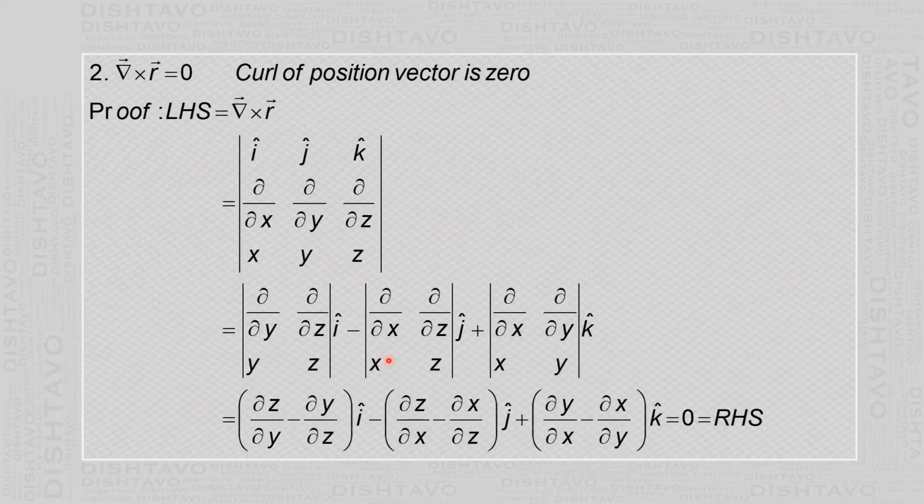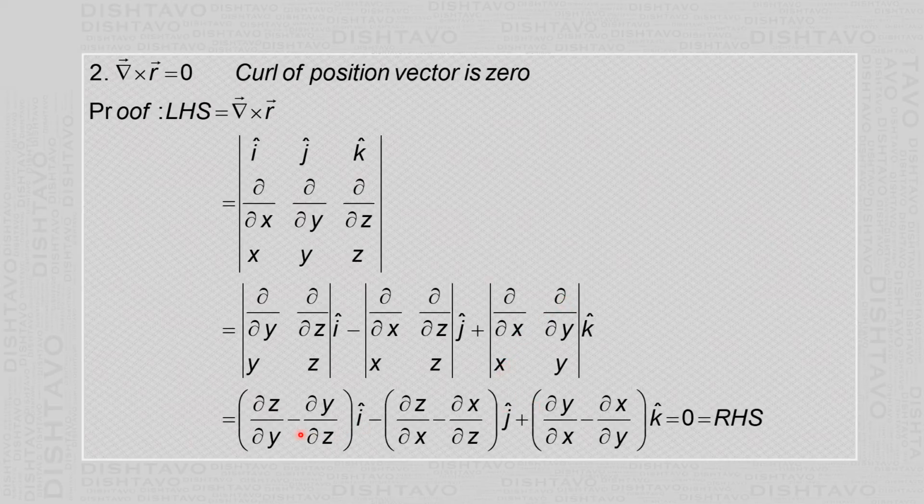Similarly, in the second determinant, you multiply the diagonals and subtract from left to right, and we get here ∂z/∂x minus ∂x/∂z. Similarly, in the third term, ∂y/∂x and ∂x/∂y.